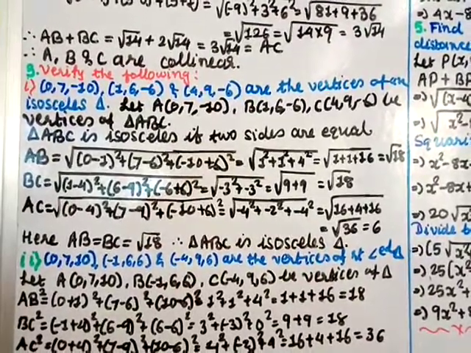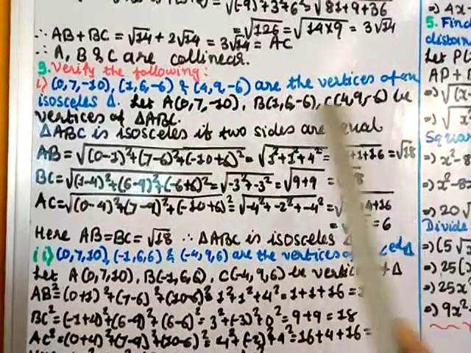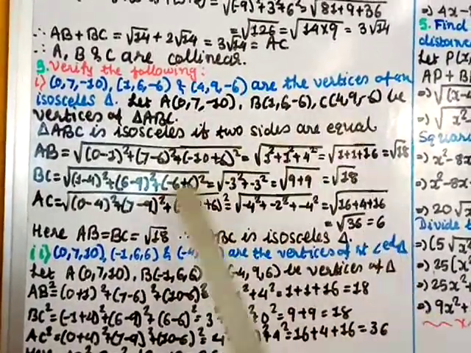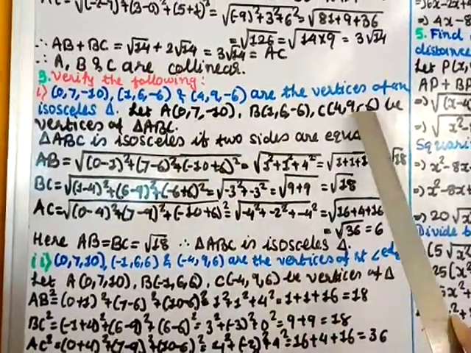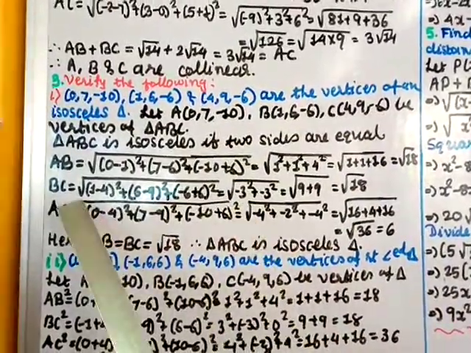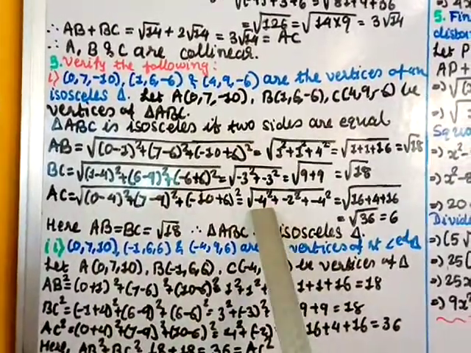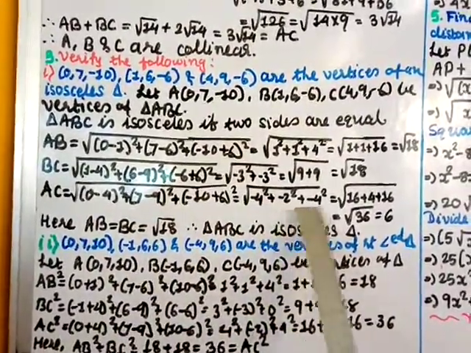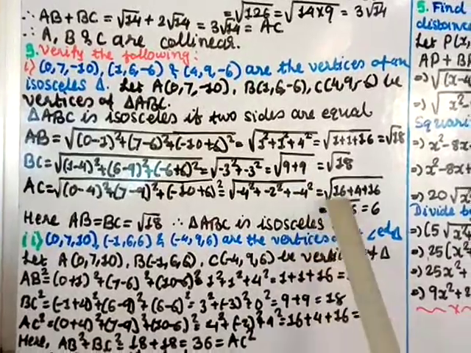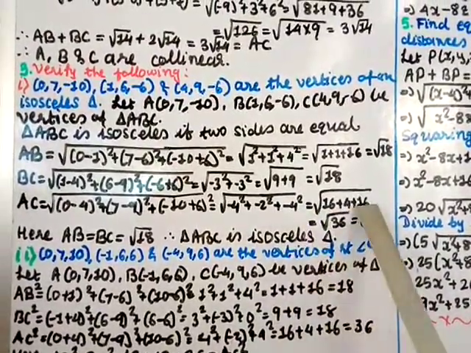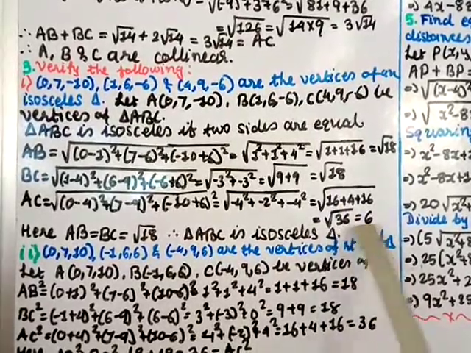So AC equals, this is A and this is C, the square root of (0 - 4)² + (7 - 9)² + (-10 - (-6))², all under the square root. This gives you (-4)² plus (-2)² plus (-4)², which equals the square root of 16 + 4 + 16, which gives you the square root of 36, which is 6.